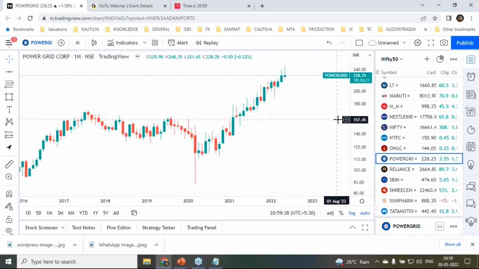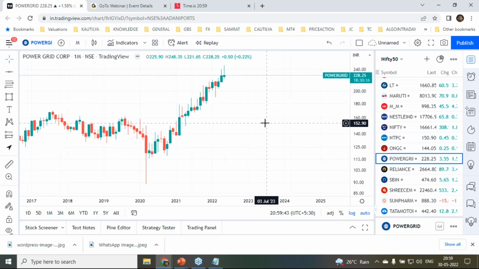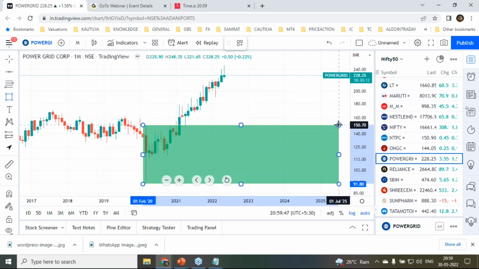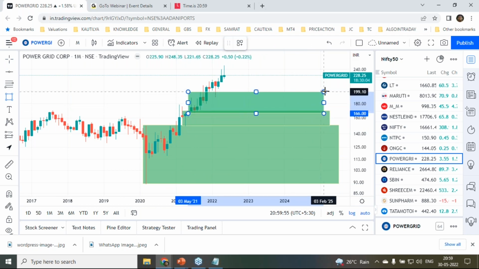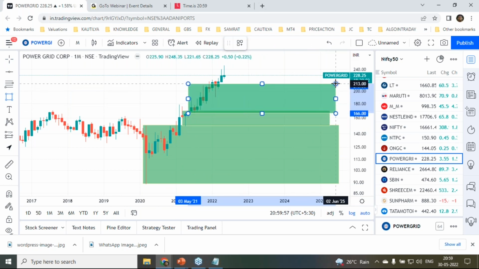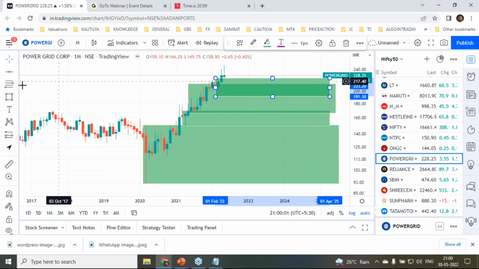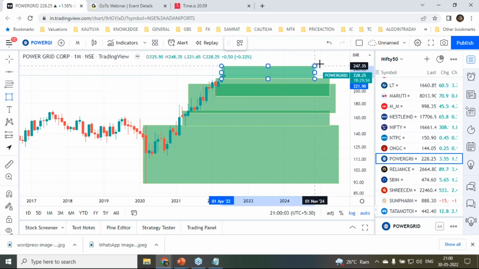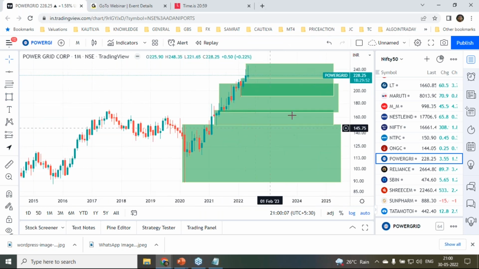Because I believe, see how this guy is moving. Look at this now. Can you notice this? This is a classic example. Look at this base. This is one base. Base number 1. Now base number 2. Base number 3. 4. This is also a strong base. Every damn thing is a base. Watch out for Power Grid. This is a monthly candle.